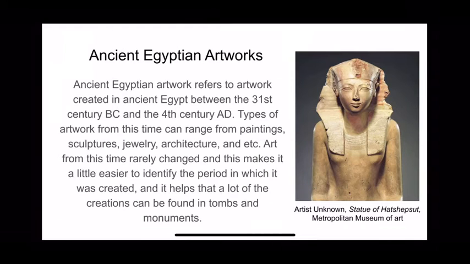Ancient Egyptian artwork refers to artwork created in ancient Egypt between the 31st century BC and 4th century AD. Types of artwork from this time can range from paintings, sculptures, jewelry, architecture, etc. Art from this time rarely changed, and that makes it a little easier to identify the period in which it was created, and it helps a lot that the creations can be found in tombs and monuments.